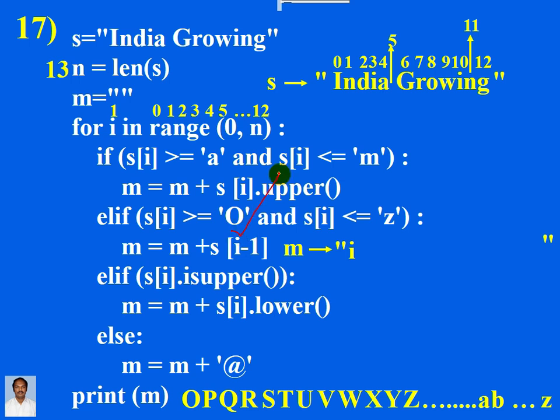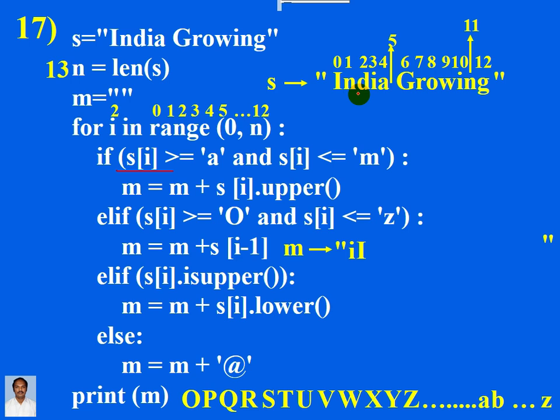I contains 1. So 1 minus 1, 0. S of 0 will give you capital I. So M, which is small i, concatenated with a capital I, that comes in M. So here you get capital I. I takes the next integer in the range, 2.